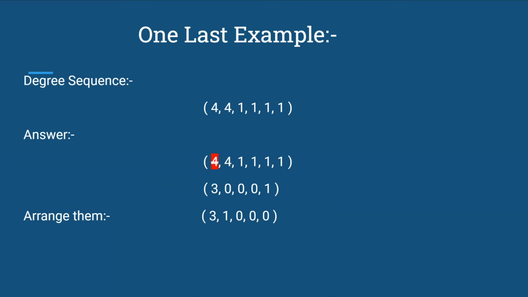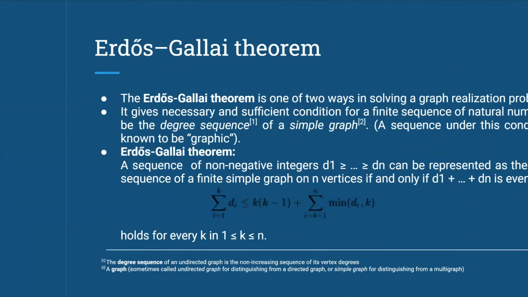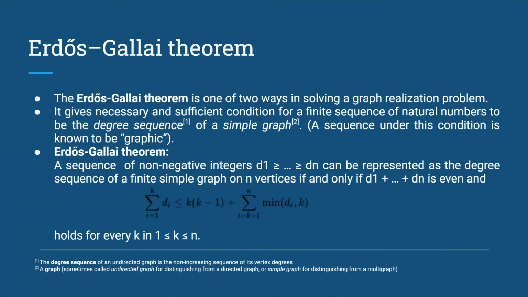Again, we remove 3 and then we subtract 1 from the next 3 terms. So we get 0, -1, -1, 0. And we have negative numbers. That means the graph for the sequence is not possible. And that is all for the Havel-Hakimi. Julie is going to talk about the Erdos-Gallai theorem next.